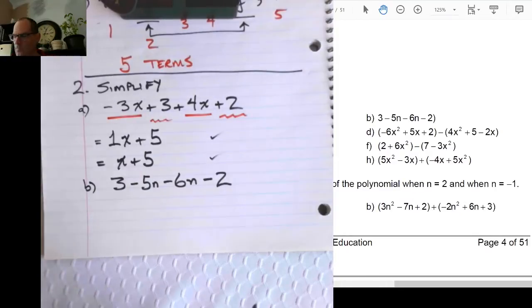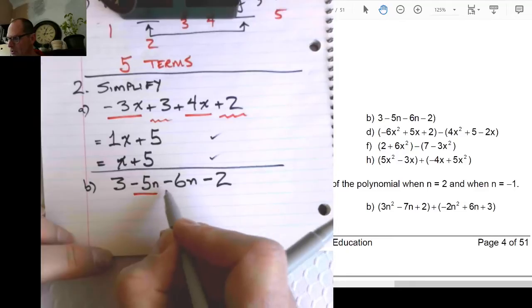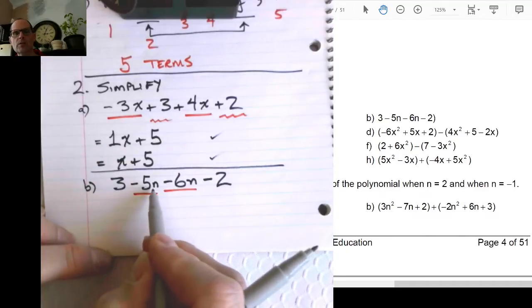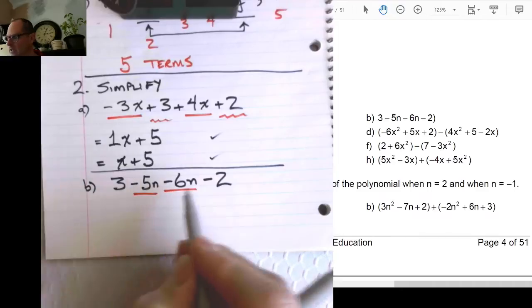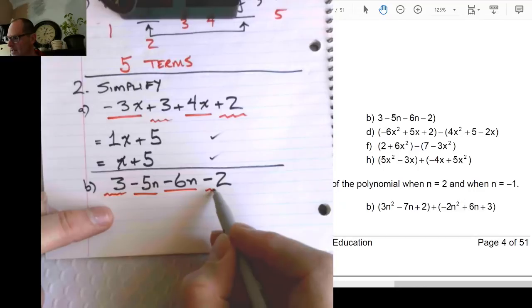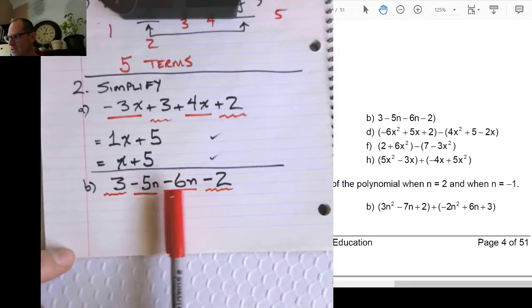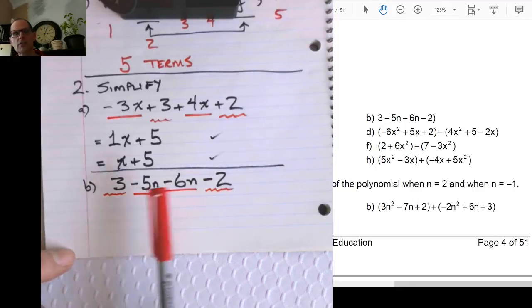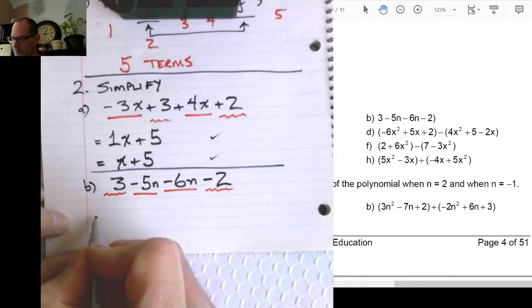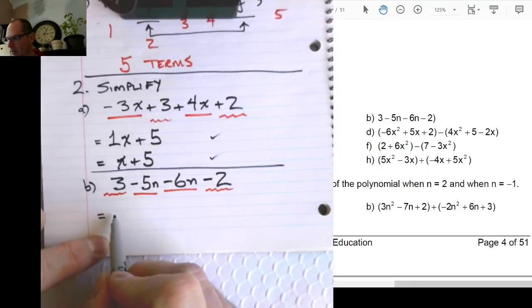Okay, so in this question here, just draw a little line. Let's identify the terms. Okay, always good practice to do that. We have n term and n term. Again, the sign goes with the term. Okay, so that's a negative 5n. This is negative 6n. This is positive 3 constant, and that is negative 2 a constant. So again, we have two different types of terms. We have n terms here, and we have constant terms, and we're just going to collect those in the process of simplifying. So the algebraic terms always come out in front. They come first.